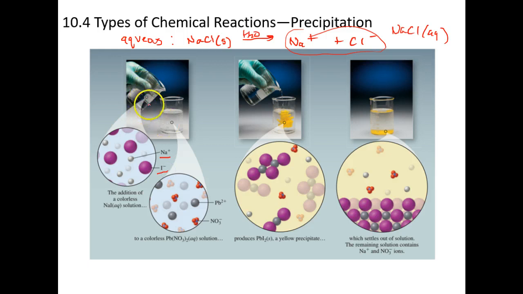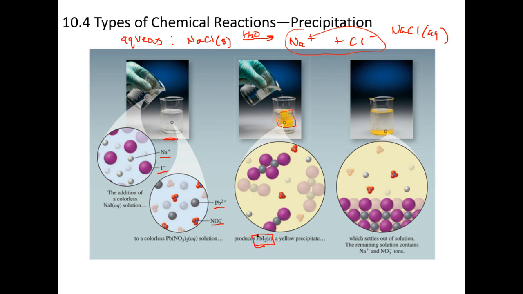Okay, so they're showing you that in this beaker right here, you have sodium and iodide ions. You can't see it because it's all dissolved. And then you have lead and nitrate ions in this beaker. They are completely soluble, they are ionized, you can't see them. But when you pour them together, you get a reaction, and the reaction forms a yellow solid or a yellow precipitate. That yellow precipitate happens to be lead iodide.